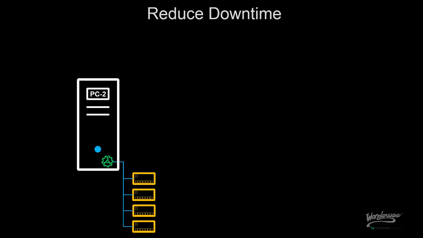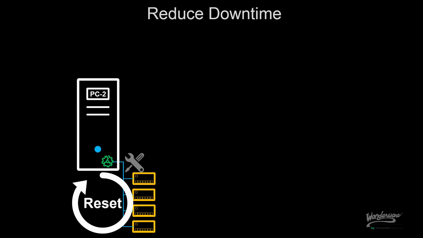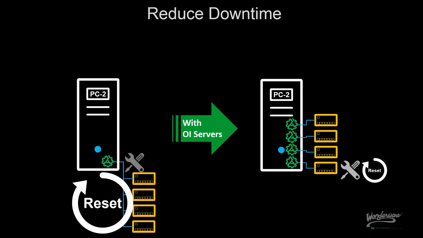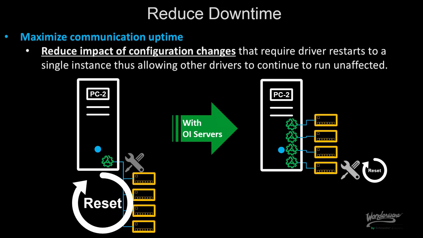Let's continue with the theme of reducing downtime. So for example, when I have a single node, sometimes I have to make configuration changes. Some of those configuration changes require that I reset my DA server, impacting my uptime or affecting my running environment. With the new OI servers, I can leverage the multi-instance architecture to divide my configuration such that when I need to make configuration changes to one of my configuration parameters, that will only affect that particular connection and not all of them running on that machine. Thus, I can maximize my communication uptime without having to be impacted by some of these configuration changes.